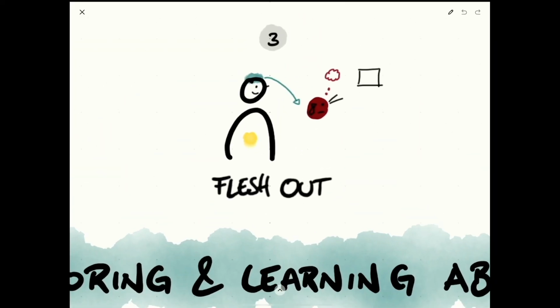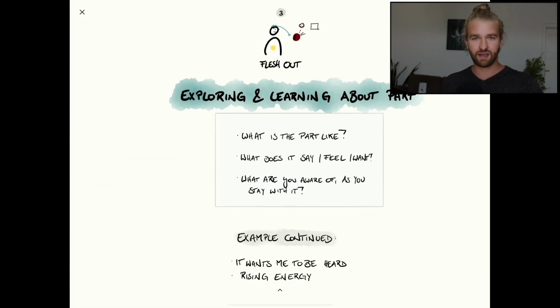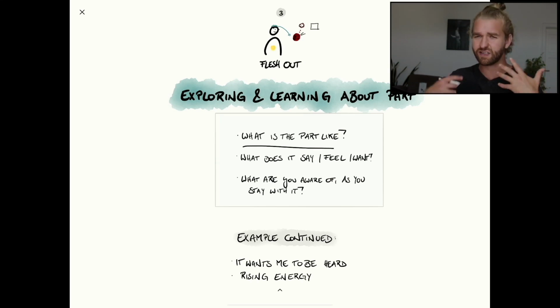When we've done that, when we've found a part, we've focused on it, we've learned a little bit more about it and have a way to return to the part, the next step is to just do even more of that, which is called the fleshing out part of learning about a part. What is it thinking? What is its role? Etc. With a little bit more words, it's exploring the part and learning about the part. What is that part like? What does it say? What does it want? What does it feel? And what are you aware of? What are you noticing as you stay with the part?